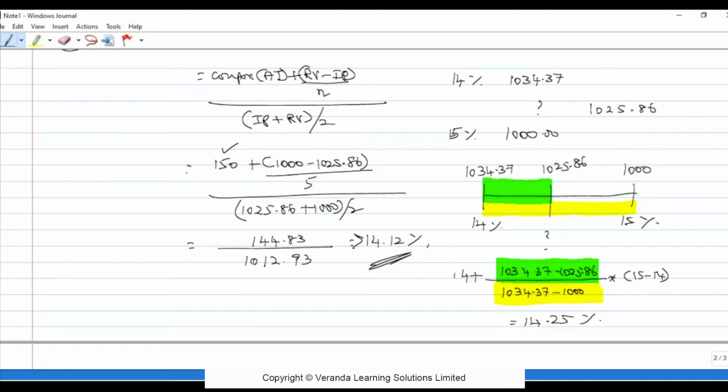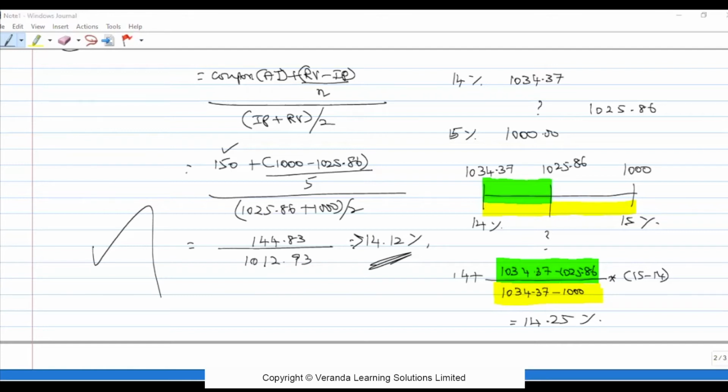Accurate method is 14.25. For this problem, this itself is sufficient. In a problem where yield to maturity is used as an input, definitely we require this yield to maturity to be computed on an accurate basis. So accurate basis yield to maturity is 14.25. With this, solution 2, question number 2 is over.